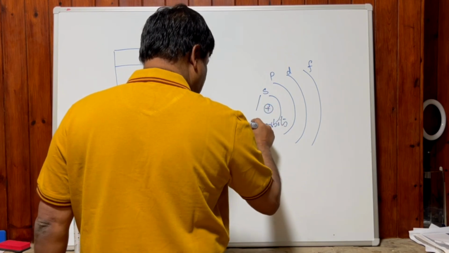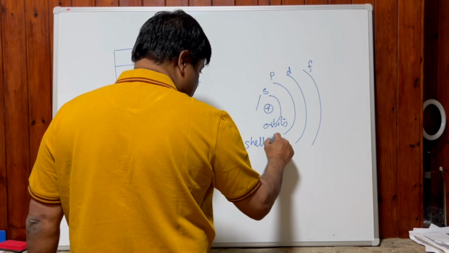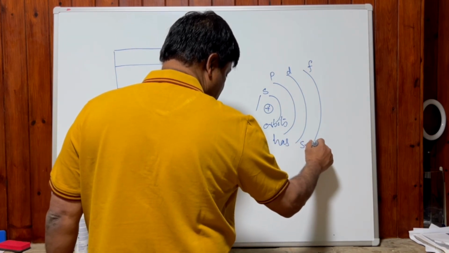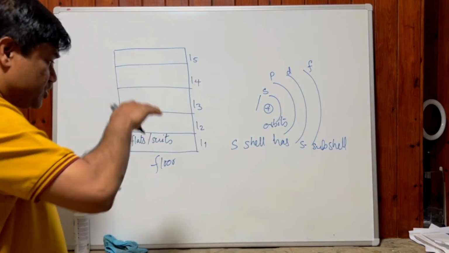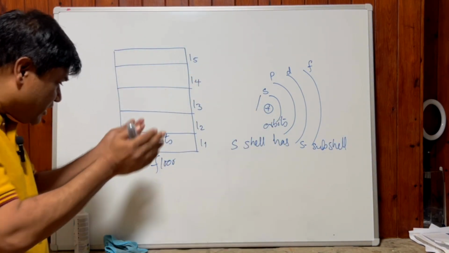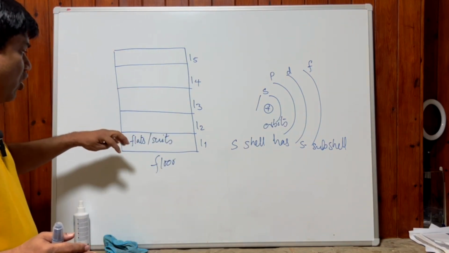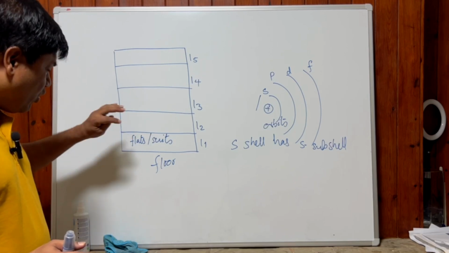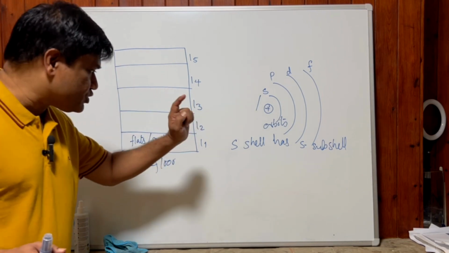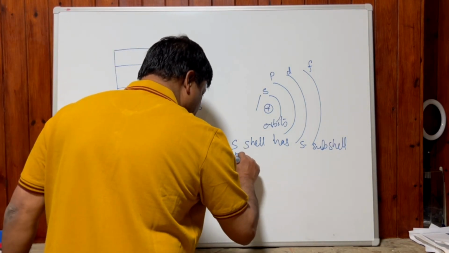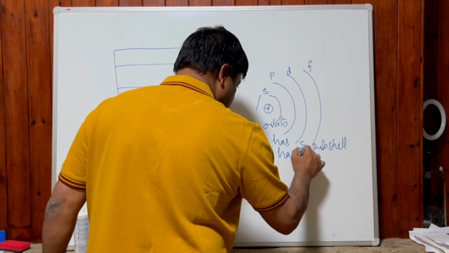The s shell has an s subshell. What does it mean? Each floor or level has flats, or suites. In the same way, each shell has subshells. The p shell has a p subshell.